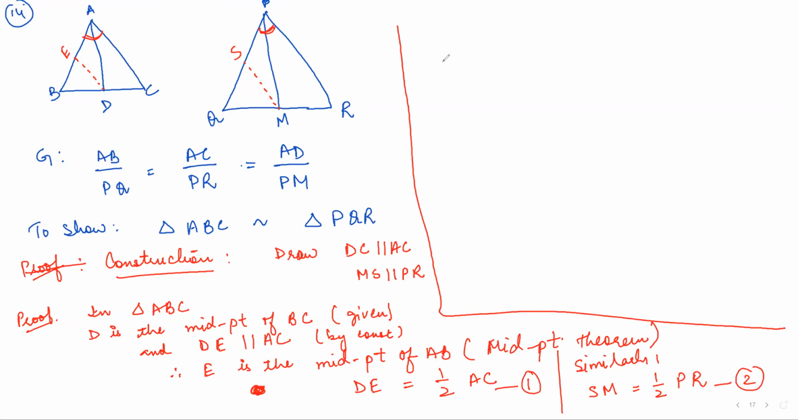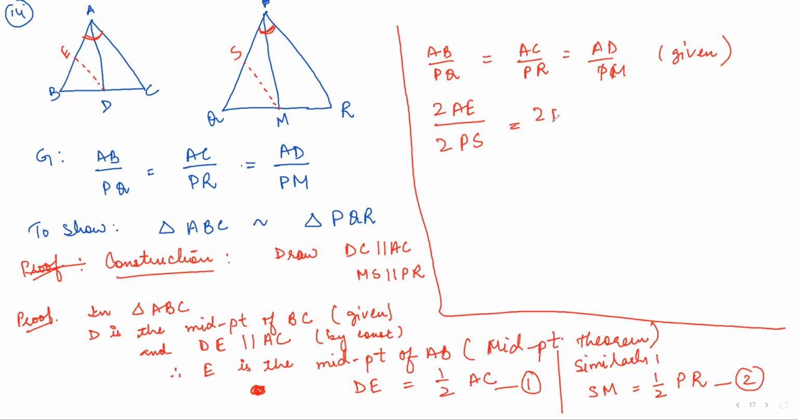Now start from here, which is given to us. Now it is given that AB by PQ is equal to AC by PR and is equal to AD by PM, right? This is given. Now AB, can I write AB twice of AE now? Because E is the midpoint. Yes. And similarly, PQ I am writing twice of PS. Right? Yes. And now similarly, AC, I can write twice of DE because I have shown in result 1. And then PR, I can write twice of SM.